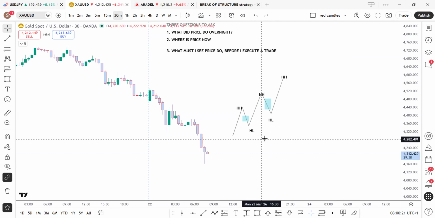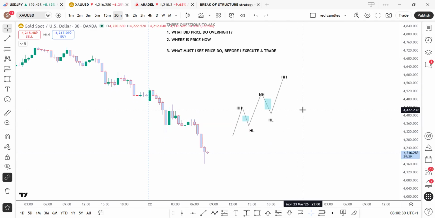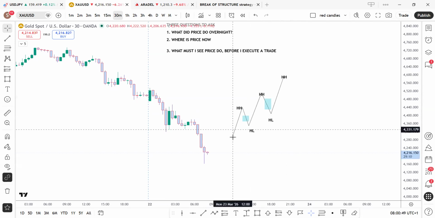In trading, we know that price moves in only one of three ways. It's either moving up, or moving down, or moving sideways, right? So the only thing we need to do is to position ourselves in any of those setups that it gives us, any of those processes that it goes through. I've done one of them here.